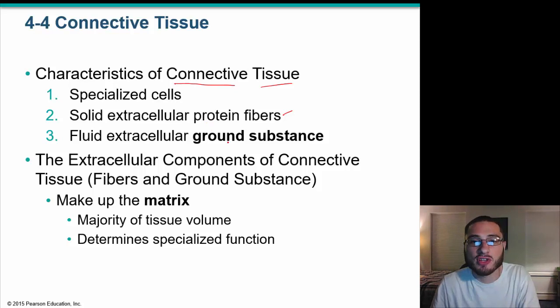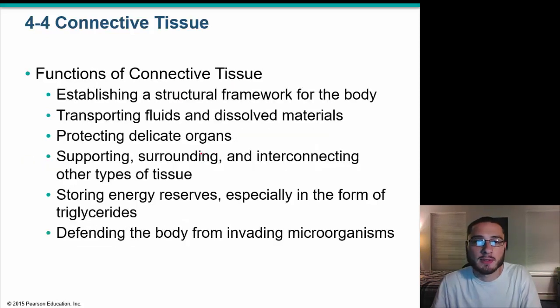The fluid extracellular ground substance is a major part of the characteristics of the connective tissue, and then you have the extracellular components of the connective tissue, the fibers, the ground substances, the proteins that are within the connective tissue, which make up the matrix. Majority of that tissue volume really is those fibers and those proteins that are going to help really make that connective tissue what it is. Some functions of the connective tissue: establishing a structural framework for the body, transporting fluids, protecting delicate organs.